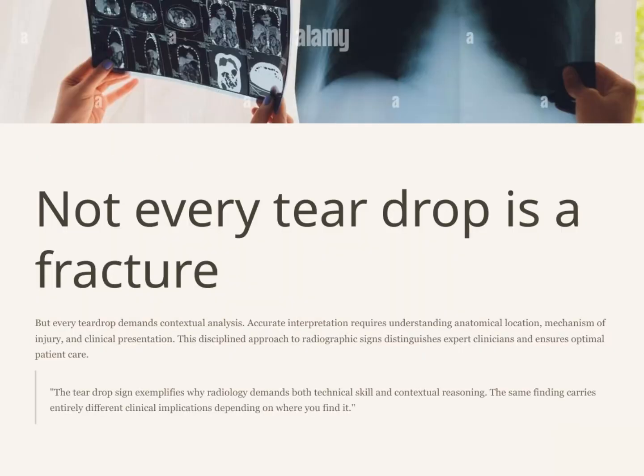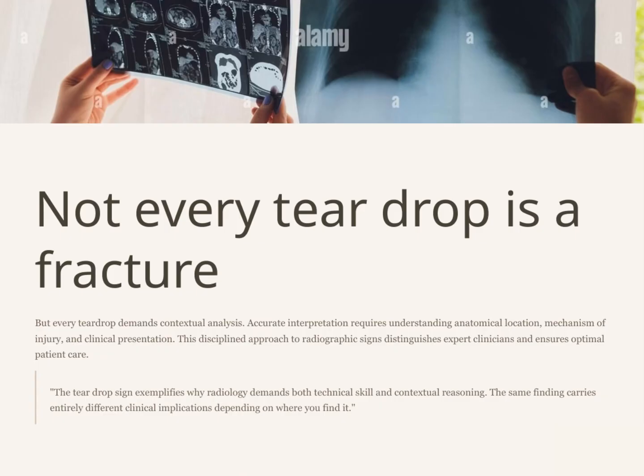Not every teardrop is a fracture, and that's a crucial point to remember. But at the same time, every teardrop shape we see on an image demands careful contextual analysis. It's not enough to just note its presence. We need to interpret it accurately. To do that, we have to understand the anatomical location, where exactly it's appearing, and the mechanism of injury, how it happened, and also the clinical presentation of the patient.